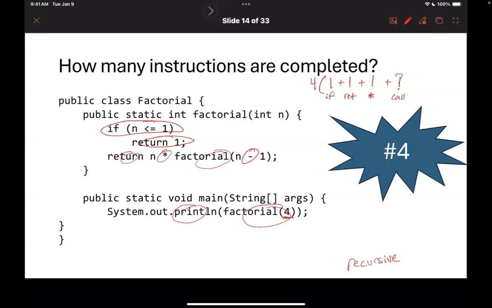And so this is recursive, where we're going to write it as an equation T of something, where we have 1 plus 1 for these two, the print and function call, plus, and then inside the function we have 1 for the if, and then 1 for the return, 1 for the multiplication, plus T of 3. Okay, we're going to look more at this later.